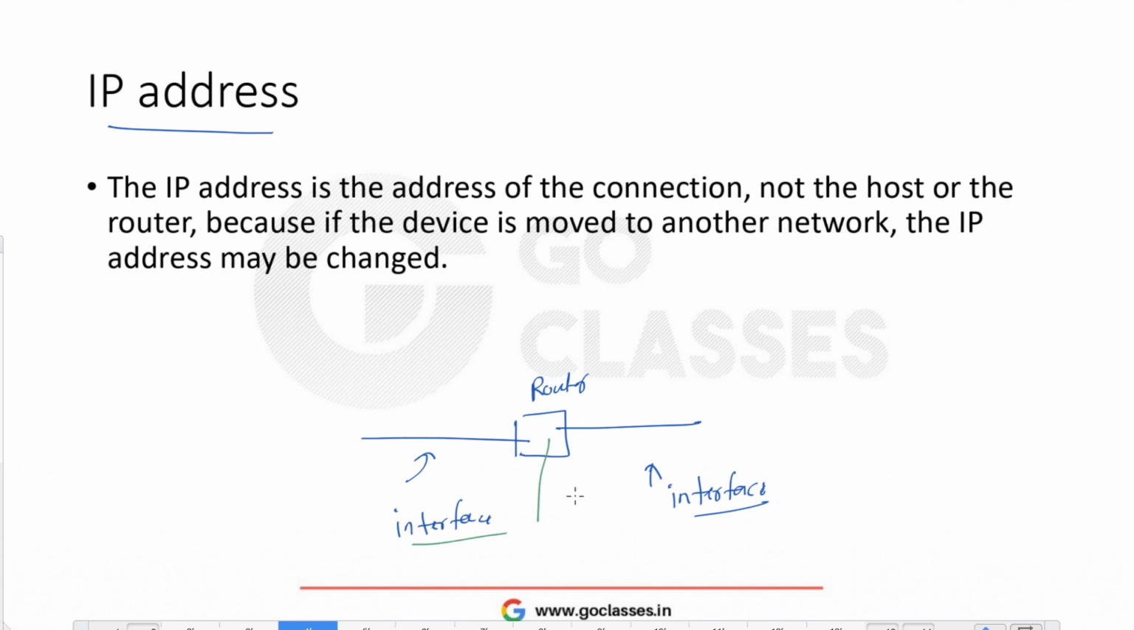So if there are three interfaces on which the router is connected, the router will have three IP addresses. In fact, each interface has its own IP address. Generally our laptop gets connected to only one interface. That's why our laptop will have only one IP address. So an IP address is of the connection or the interface, not of the host. Okay.